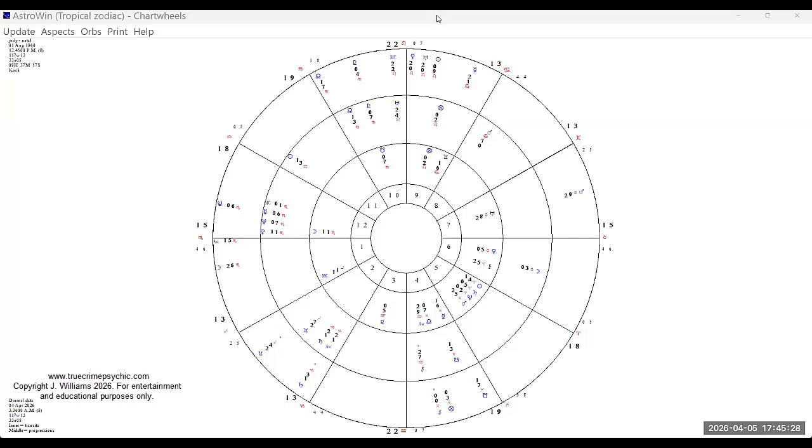Do you know the angles are important? Because if they're going to be making a significant amount of money, their life's going to change. So the angles have to be involved, I'm sure.